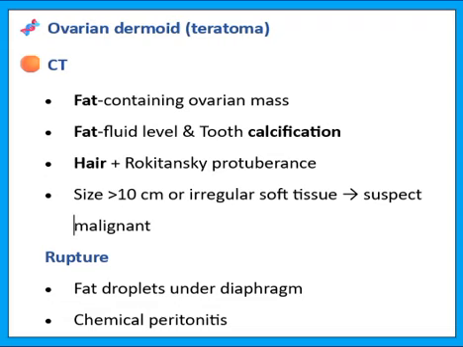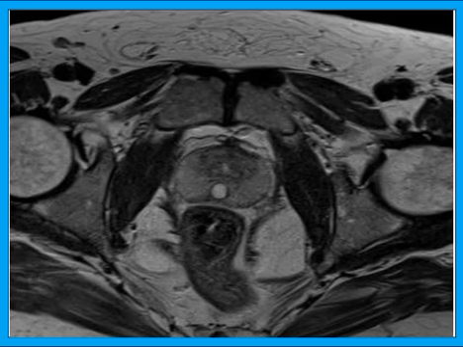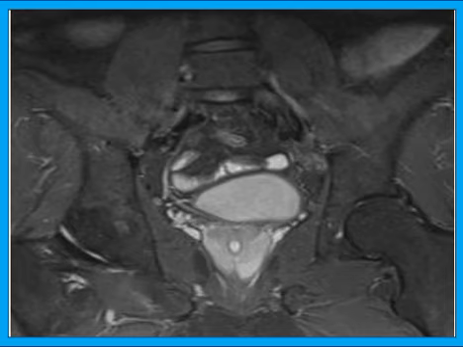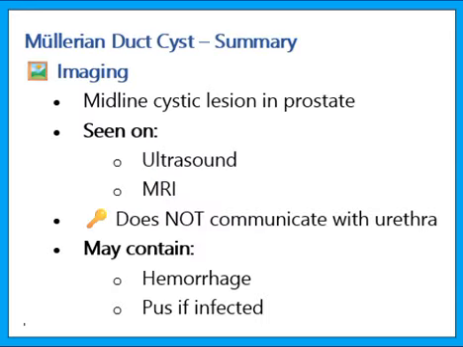Chemical peritonitis. Now we go to pelvic cystic lesions that occur exclusively in boys, only Mullerian remnants. These are MRI T2 weighted images, coronal, axial and sagittal. We see an intraprostatic Mullerian duct cyst. On imaging, a midline cystic lesion in the prostate, seen on ultrasound and MRI. It does not communicate with the urethra. Think here: the rectal duplication cyst communicates with the urethra. It may contain hemorrhage or pus if infected.